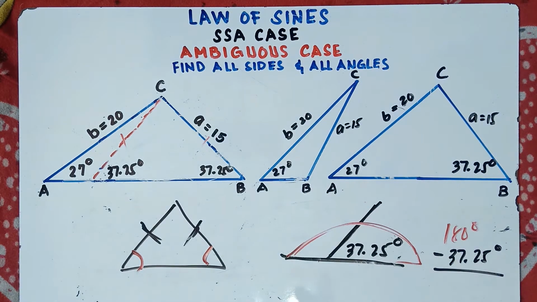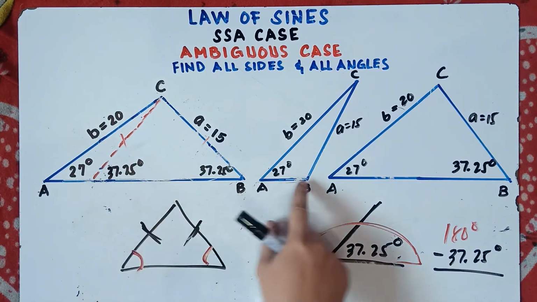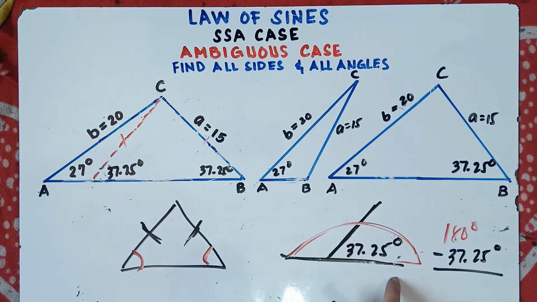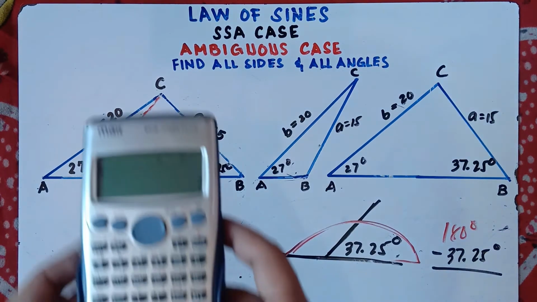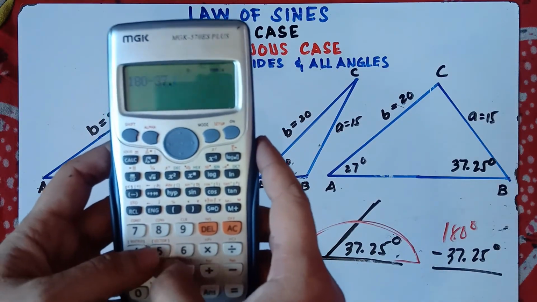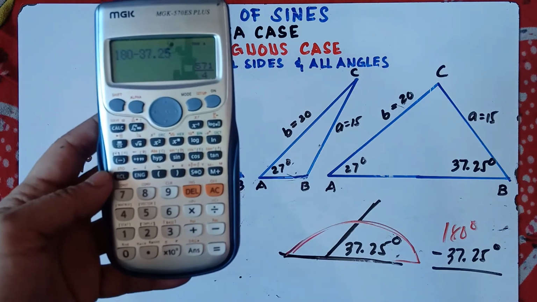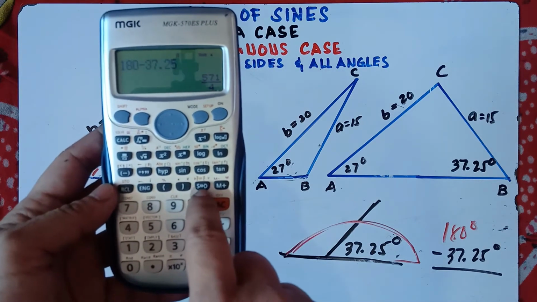I hope you understand that one, class. This is an isosceles triangle, and we have a straight angle, this one. So therefore we can simply subtract this one. So this will be 180 minus 37.25. If you have the same calculator as me, just press this one, SD.